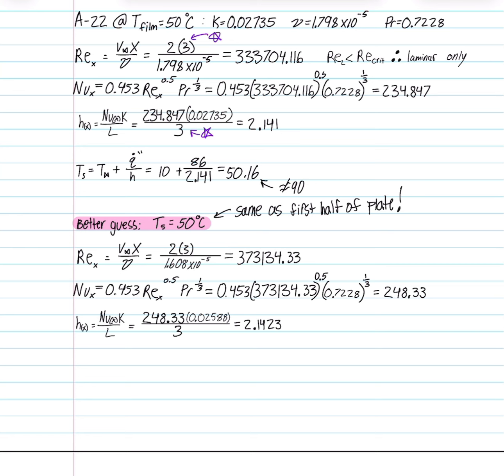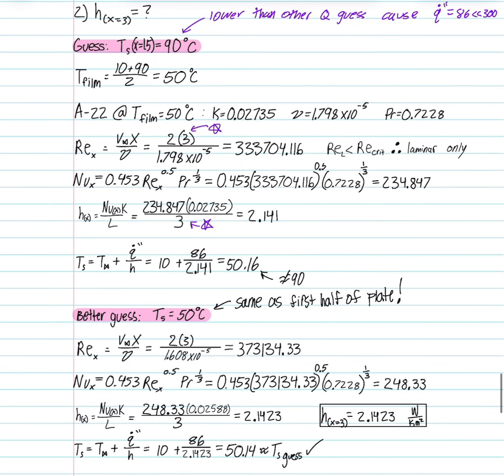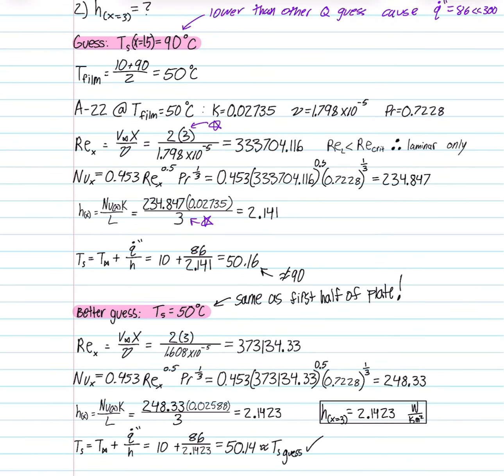And because in our first guess we did find that it is only laminar up until x equals 3, that's all that matters. And then we find the heat transfer coefficient, rearrange for Ts, and find that it does equal 50.14, which is about equal to our T guess of 50. So this heat transfer coefficient that we found in the previous line is accurate, and that's the heat transfer coefficient at x equals 3.